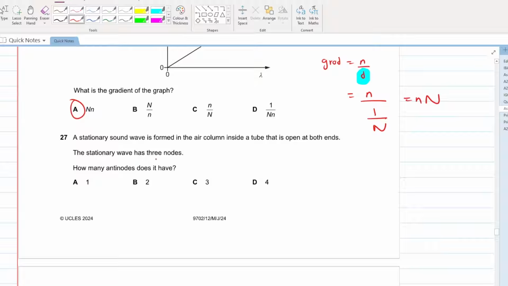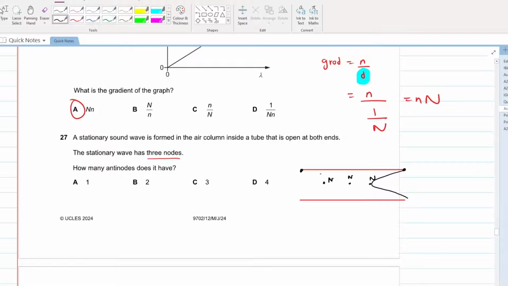A stationary sound wave is formed in the air column inside a tube that is open at both ends. The stationary wave has 3 nodes. How many antinodes does it have? In this kind of question, I usually advise you to draw the drawing. The wave is open at both ends. If you are open at both ends, that means you will have an antinode here as well. You have this node, this node, this node.